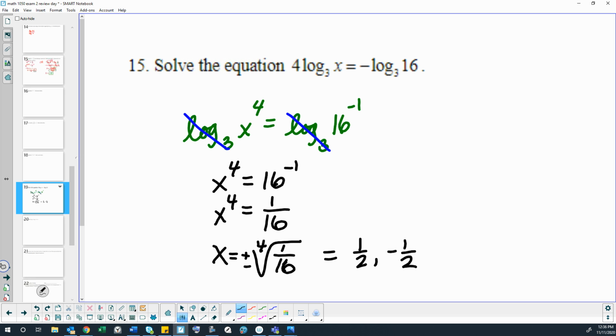But what do we have to do? It's a log equation. What do you always have to do with log equations? Always. To check your answers. So important.